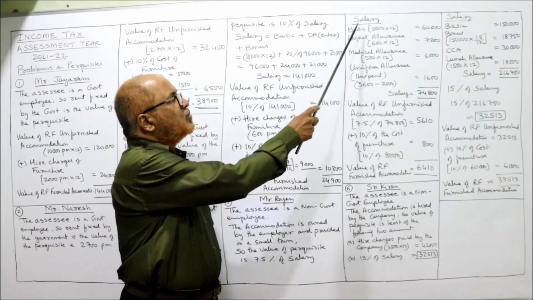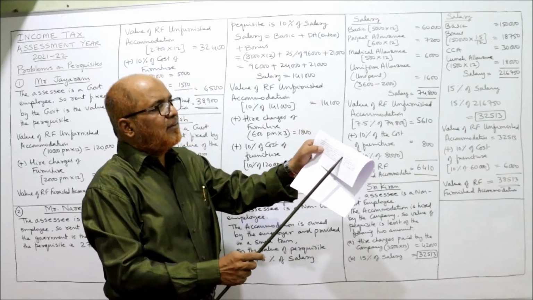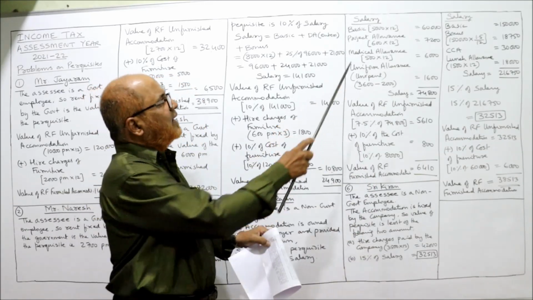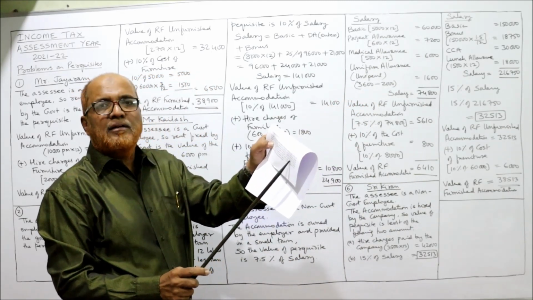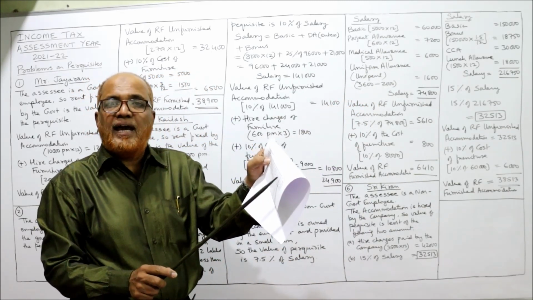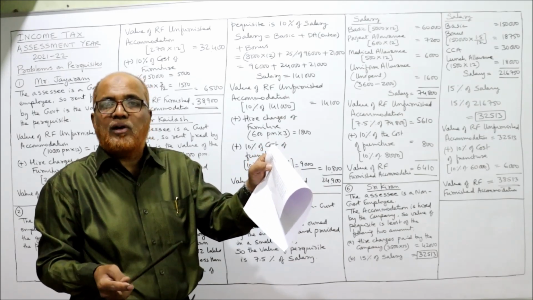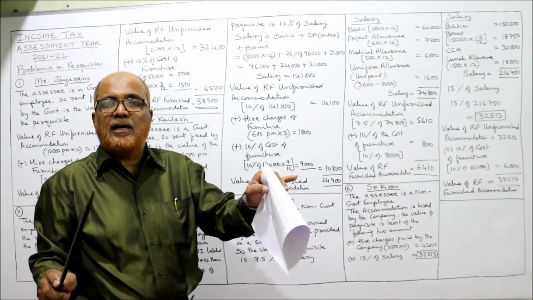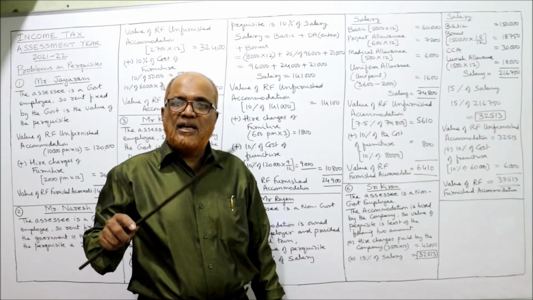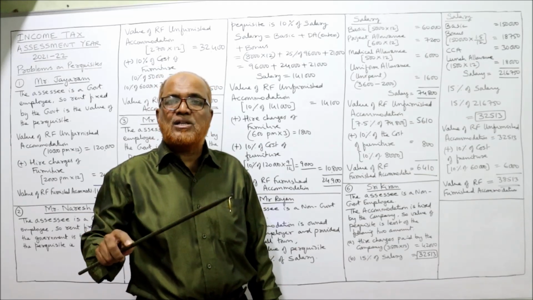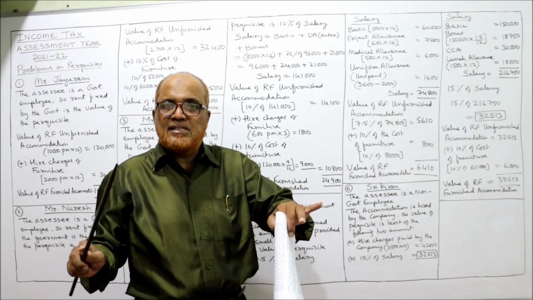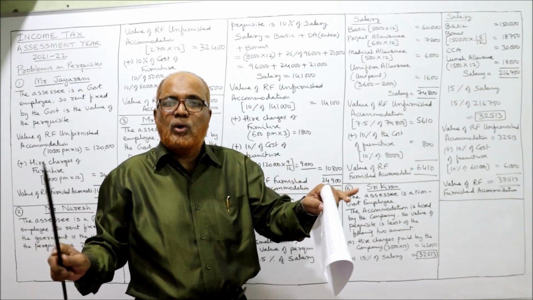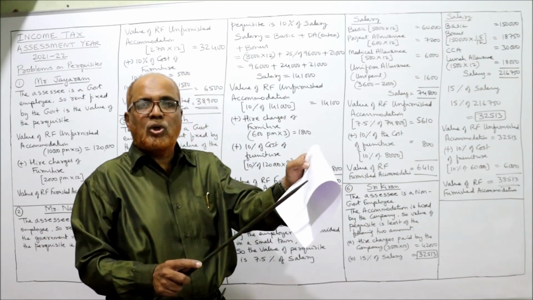So salary includes what? Basic. Basic is given 5,000 per month. So 5,000 per month into 12, 60,000. Then next comes DA. Nothing is given about whether DA enters for retirement benefit or not. So we should not take it. DA will be included specifically if it enters for retirement benefit. If this sentence is not given, don't include DA. Now DA we should not take.